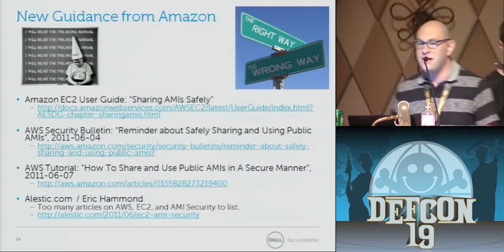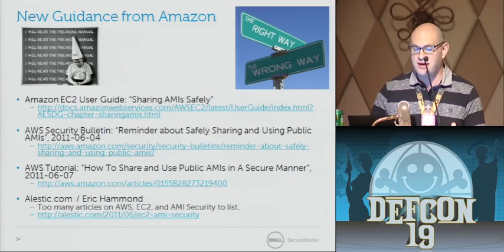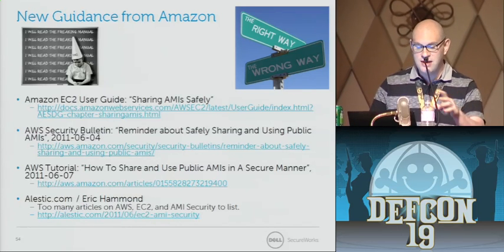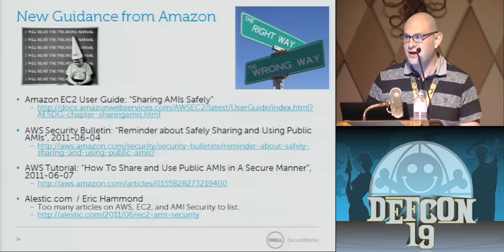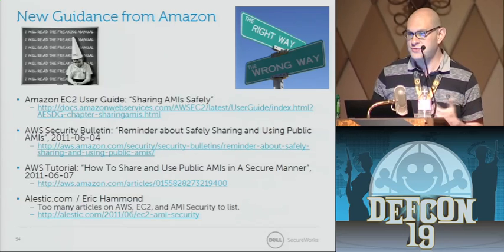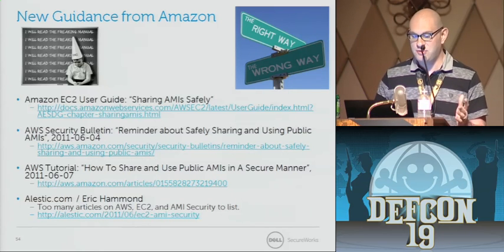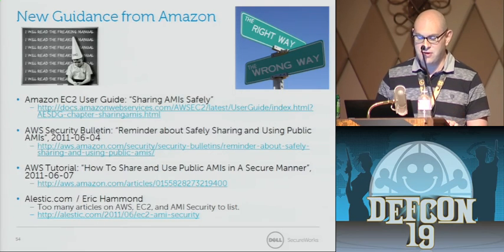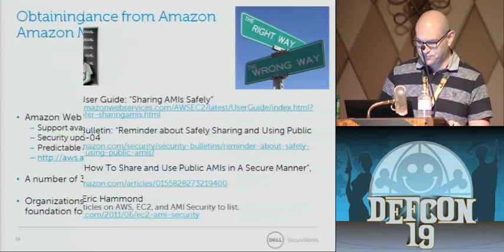Thanks, Jeff. As we were in the midst of this project, Amazon published a number of new documents giving some security guidance and best practices. We wanted to offer some links in our slide deck to these. So if you're using their web services, we encourage you to check out all the guidance that Amazon has published about sharing AMIs, how to do it safely, and how to use public AMIs in a safe fashion. There's also a whole bunch of articles out there on the elastic.com site from Eric Hammond. We would encourage you to check those out. There's a lot of good material out there.